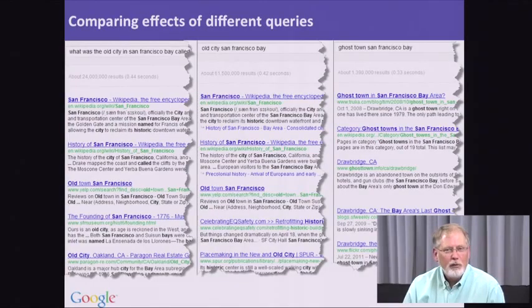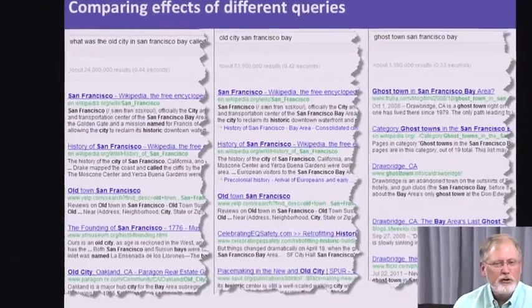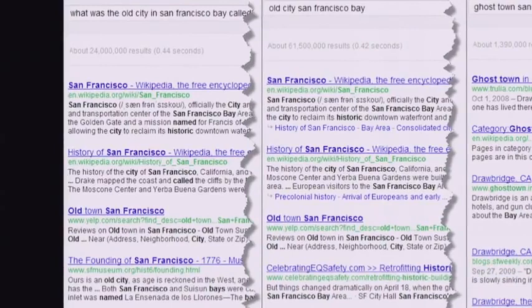Let's compare all three of these results side by side. The one on the left is the very first query we did: what was the old city in San Francisco Bay called? And if you look at the first result, it's a Wikipedia result for, guess what, San Francisco. That's the most salient, the most important, the most common two-word phrase in that query. So San Francisco naturally comes to the top. San Francisco Bay is another common phrase. History of San Francisco, because we use the word old, we use the word city. You can see that's kind of where those results are coming from.